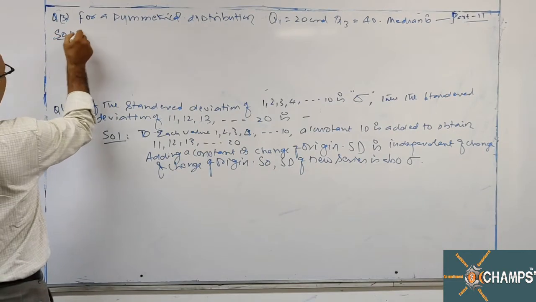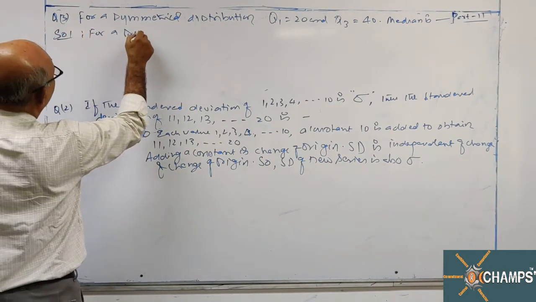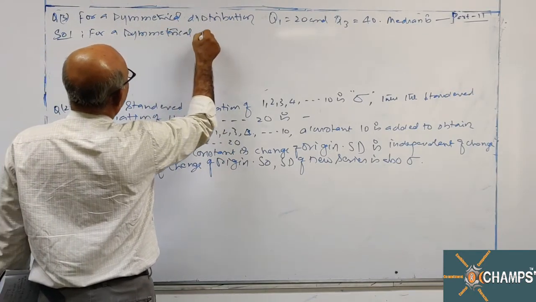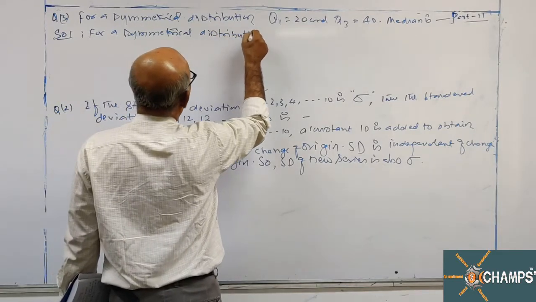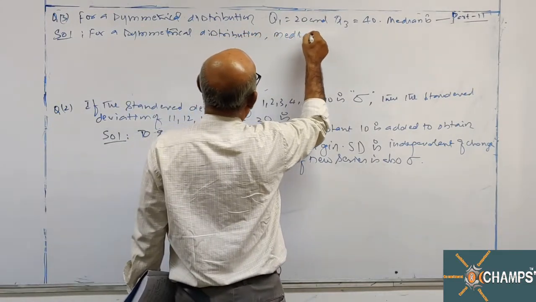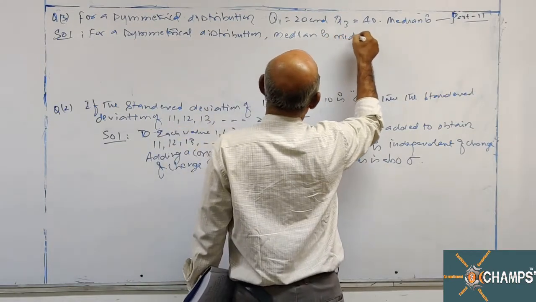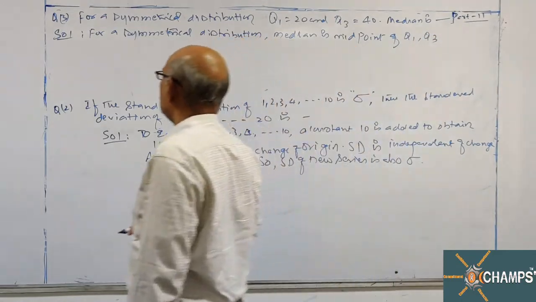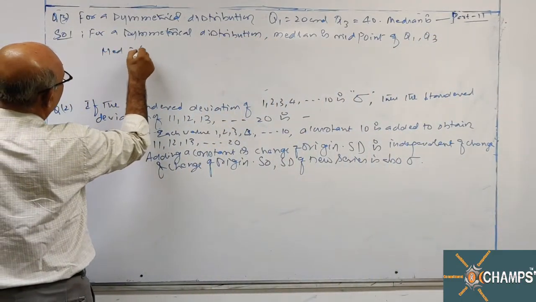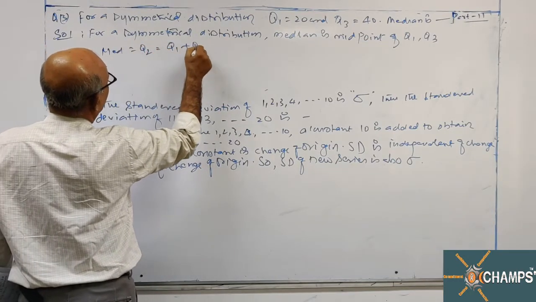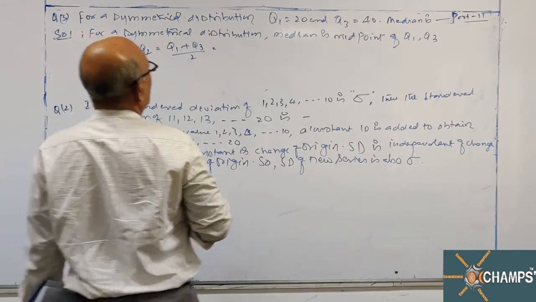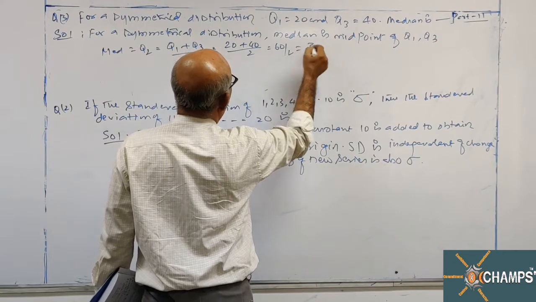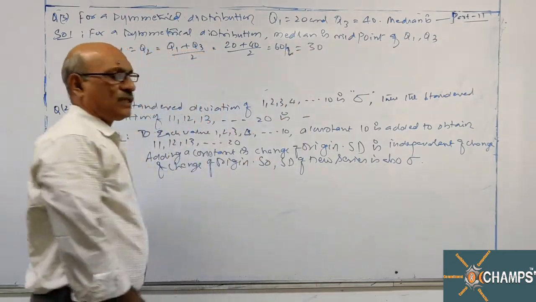Simple question. For a symmetrical distribution, median is midpoint of Q1, Q3. Therefore, median is equal to Q2. This is Q1 plus Q3 divided by 2. So this is 20 plus 40 divided by 2, 60 divided by 2, 30. 30 is the answer.